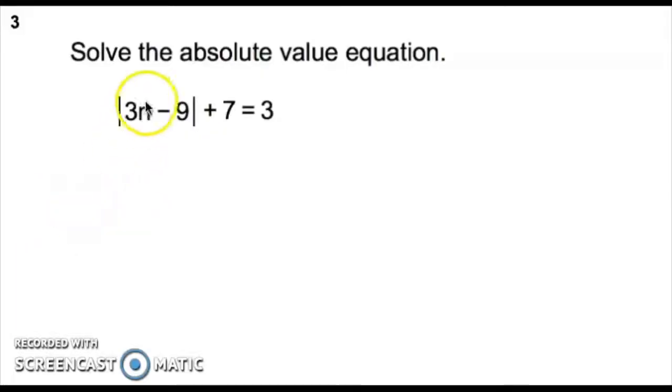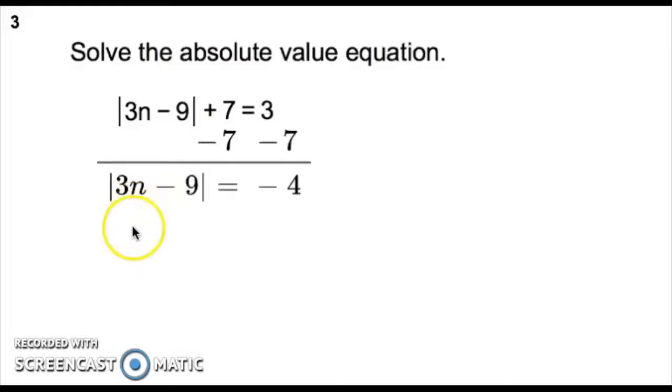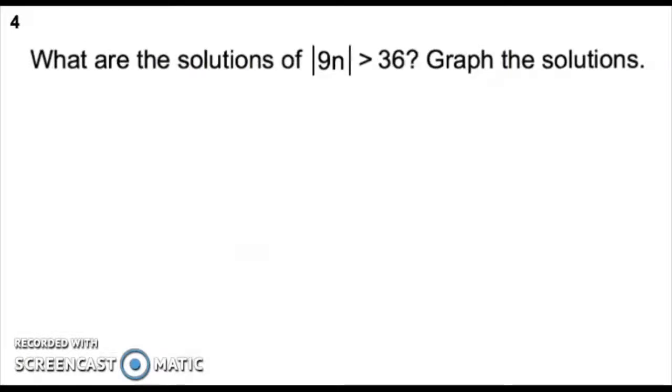Number 3, we have to get the absolute value term by itself first. So to do that, subtract 7 on both sides, and we get the absolute value of 3n minus 9 equals negative 4. Now we know absolute value is distance, and we cannot have a negative distance, so that means the answer for number 3 is going to be no solution. And that's number 3.